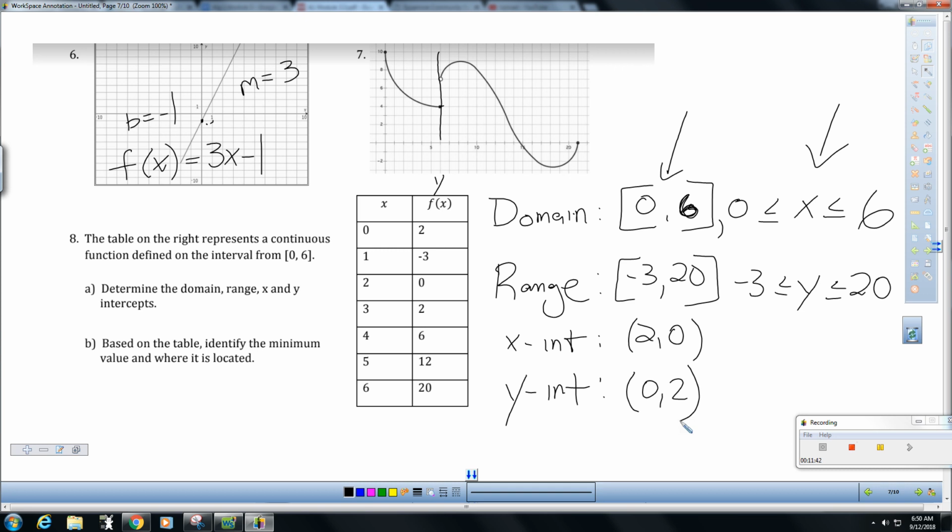What's the minimum value? 1 comma negative 3. So it's our minimum output value, our minimum y.